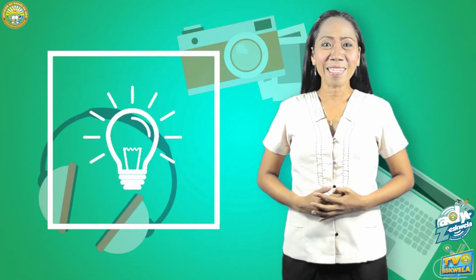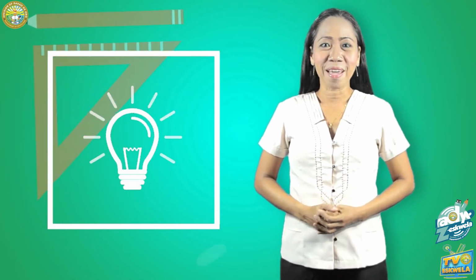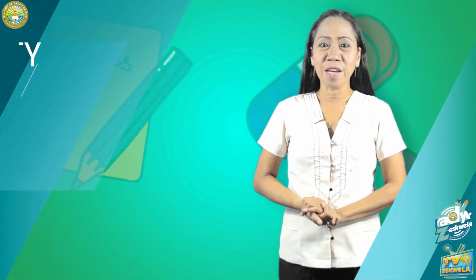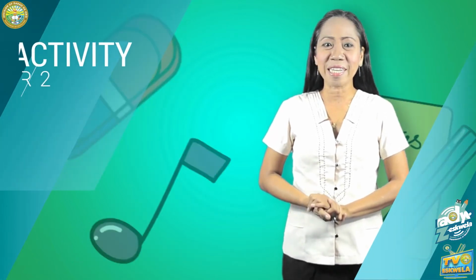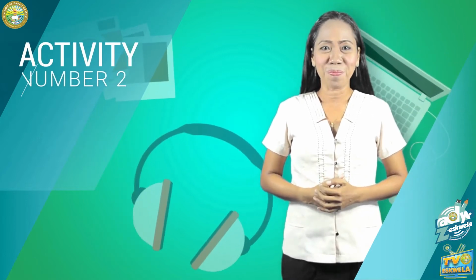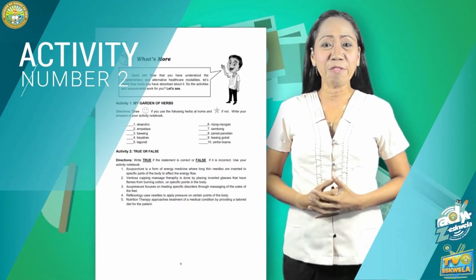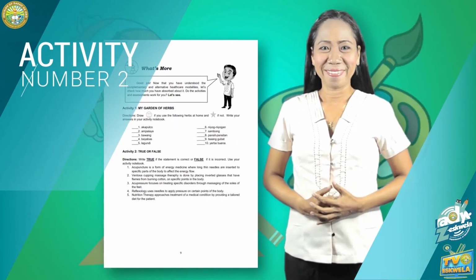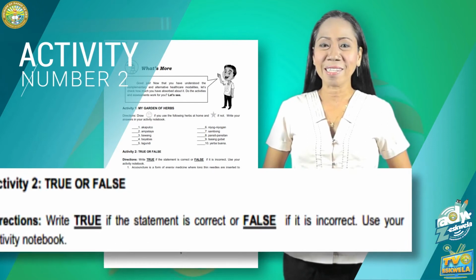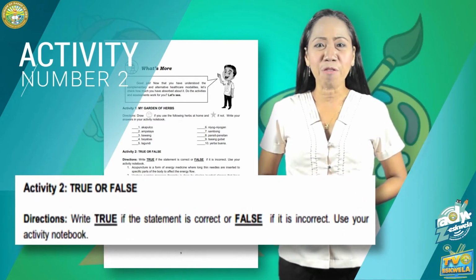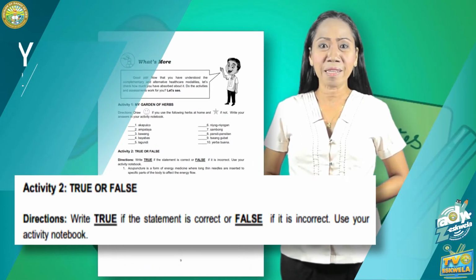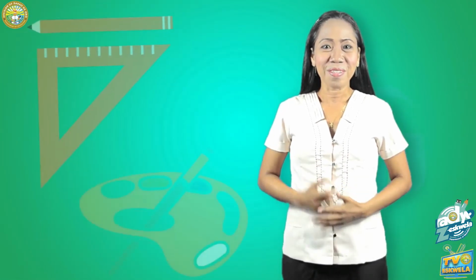Congratulations! You passed the first activity. Now, let us try to find out how well did you understand our discussion with the second activity that I am going to give you. Focus on the given statements that you can find on page 9. The direction says, write true if the statement is correct and false if it is incorrect. Start now.